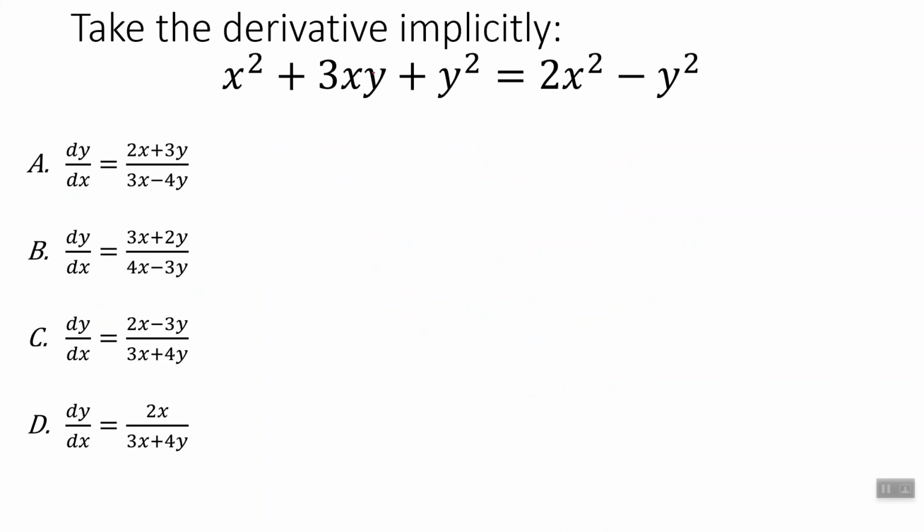So take the derivative of this guy implicitly. All right, so it's a little tougher, just a little warning. We've got some sort of product rule happening here because we have something with x times something times y. But go ahead and stop it. Try and do it.